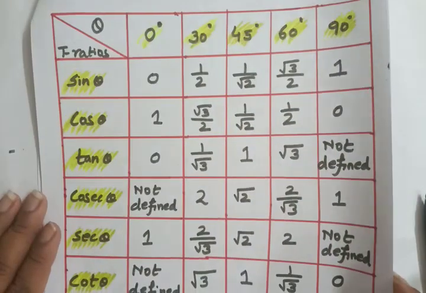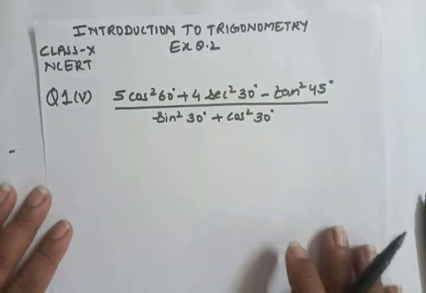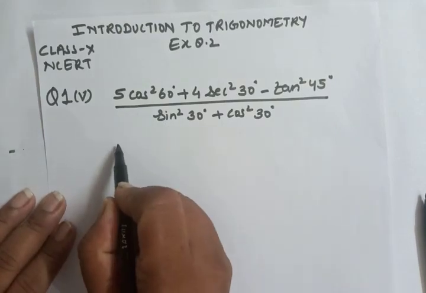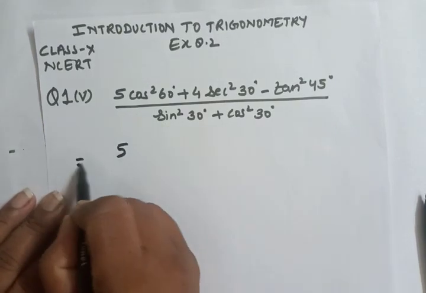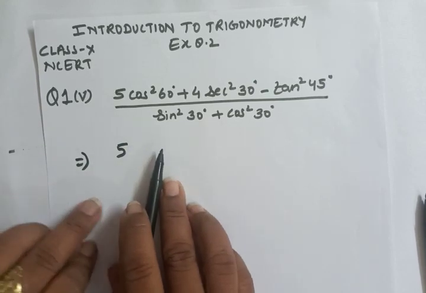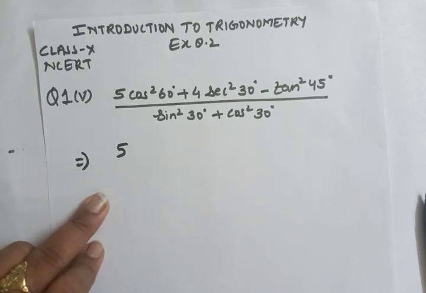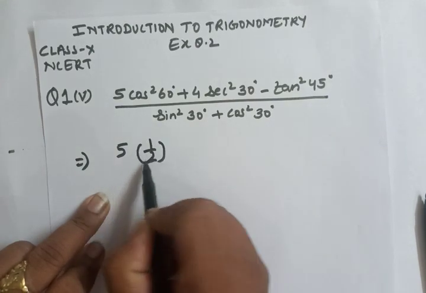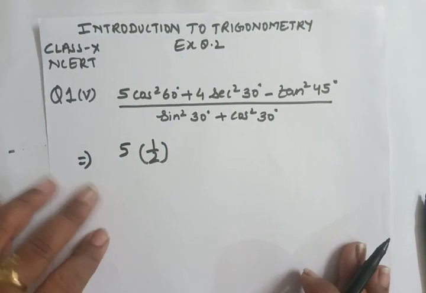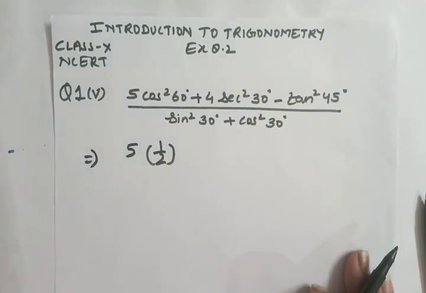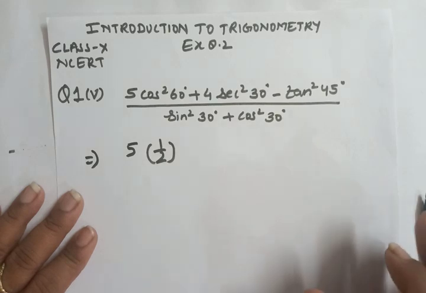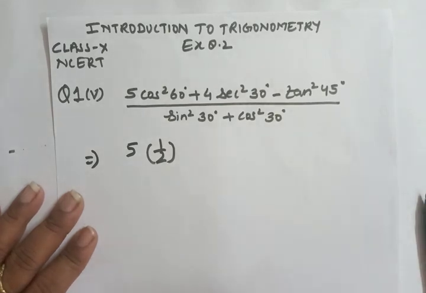Now come to the question. The question is 5 cos square 60 degree. So we write 5 and cos square 60 degree. What is the value of cos 60 degree? That is 1 upon 2. Yes, 1 upon 2, that you have to learn. And there is an easy method also that I already told you. In the exams, if you forget the values, you will take 1 minute to make a table for yourself.